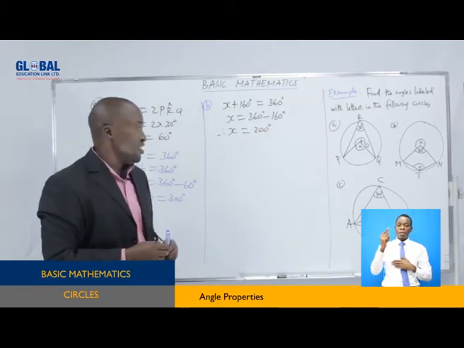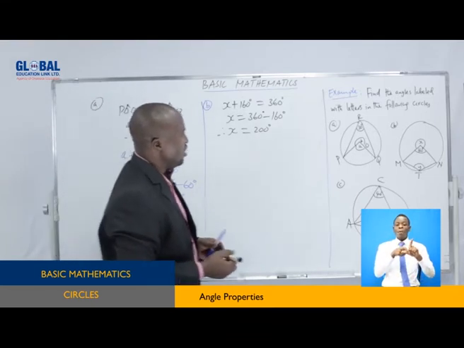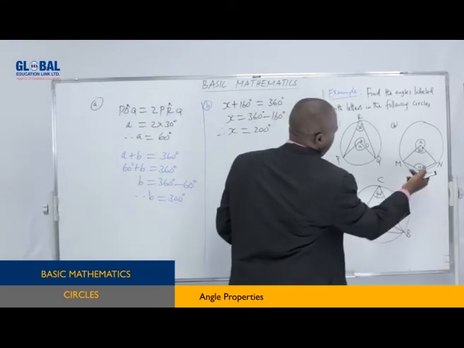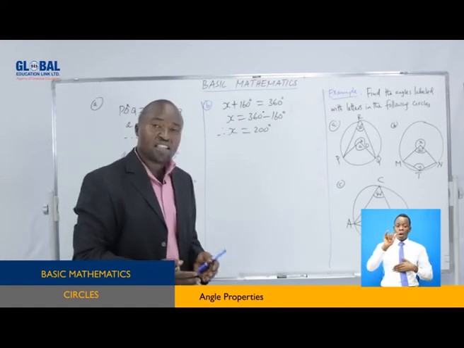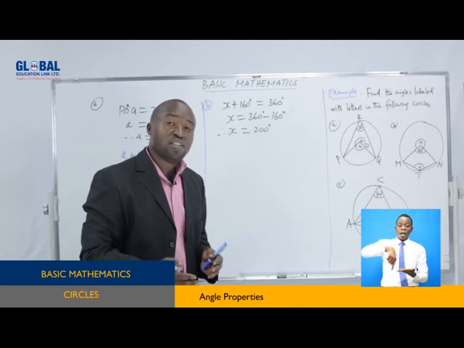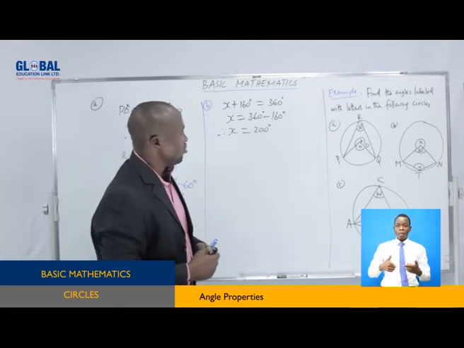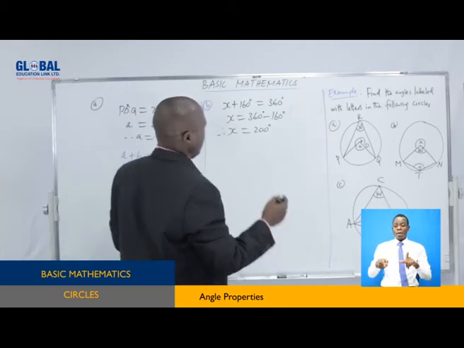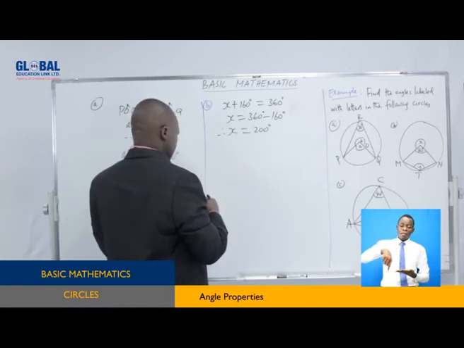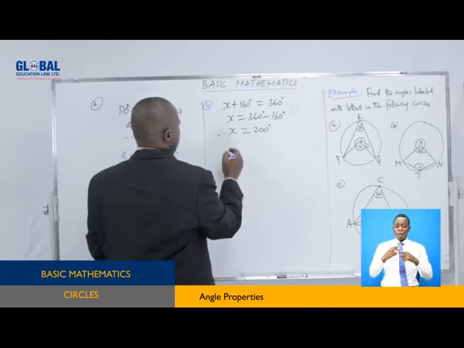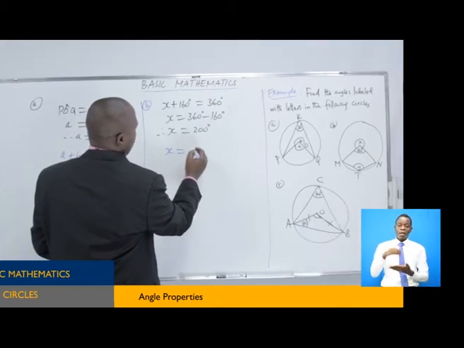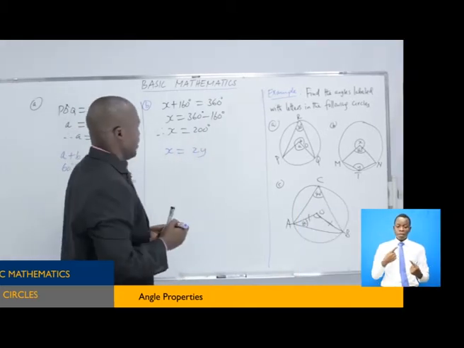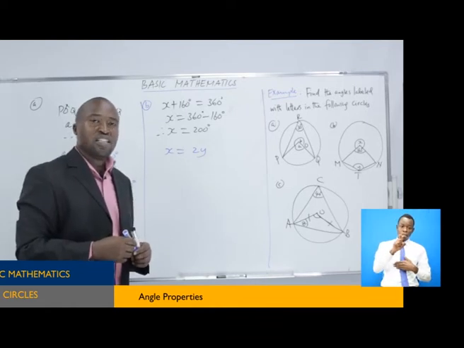That is angle XC. Now again, we are supposed to find angle Y. That is the angle at the circumference. Remember, angle at the center is double angle to the circumference. So in that case, we say XC is equal to 2Y. That is angle to the center is double angle to the circumference.